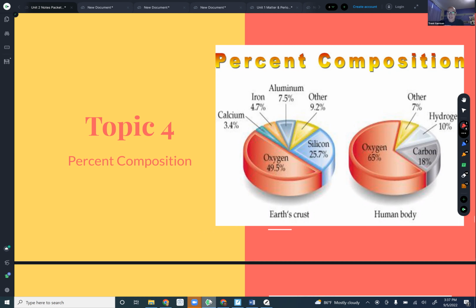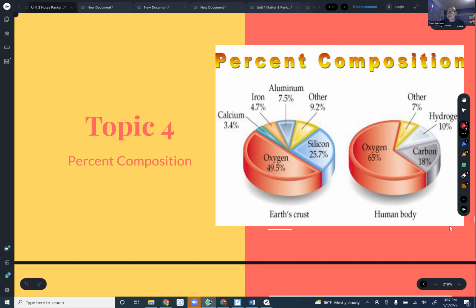Earth's crust. Notice what the majority of the Earth is made up of. It's mostly made up of oxygen. And you're like, well, what? We're not floating on air. It's combined with other elements. So one of the biggest chunks of material is silicon, sand. And then aluminum is the next big one. And then we've got a ton of iron and calcium out there.